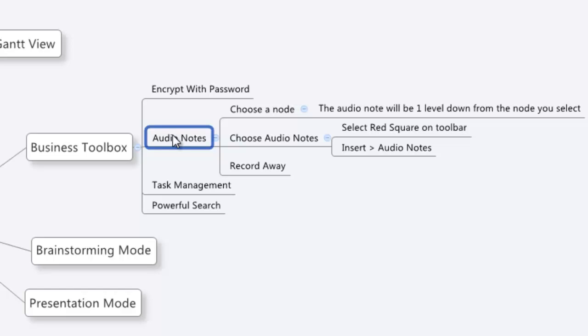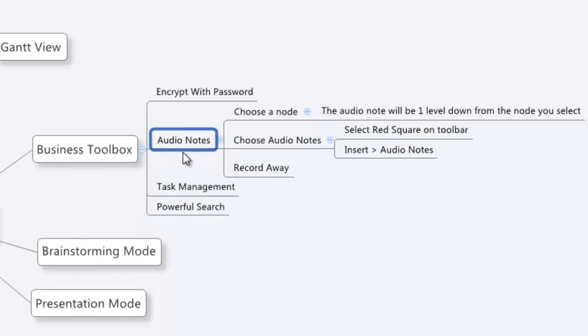The first thing you want to do when you're choosing an audio note is make sure you've figured out which node you want to put it in. And by node, I simply mean any of the boxes or rectangles that we're looking at. We can go ahead and choose that as a node. The audio note will be one level down from that. So let's choose audio notes, and we'll make an audio note in the audio notes section.